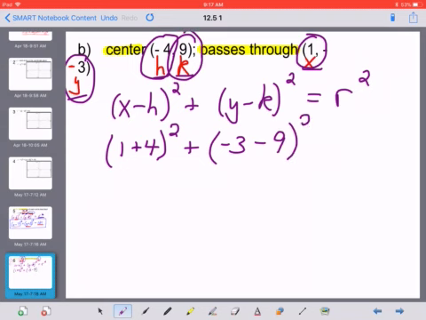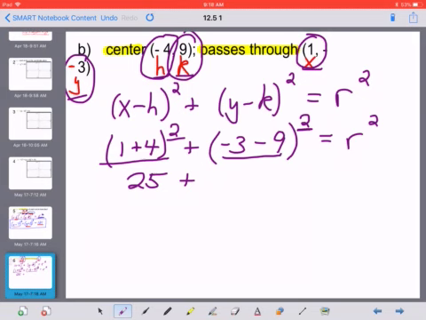We'll close that set of parentheses, square that, and again, we don't know the value of r right now, so we'll just leave that as it is. Okay, trying to save some space right here, I think we can do two things at once. 1 plus 4 is going to get us a 5, and then we're going to square that 5 to get a 25 right there. The negative 3 minus 9 is a negative 12. We're going to square that.